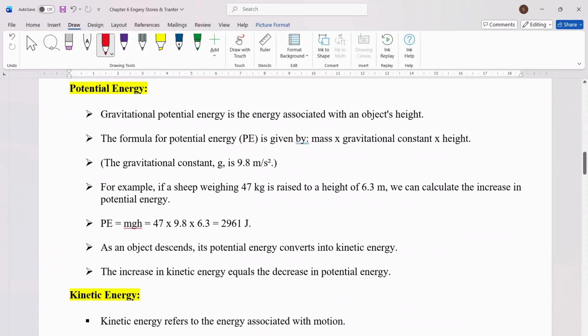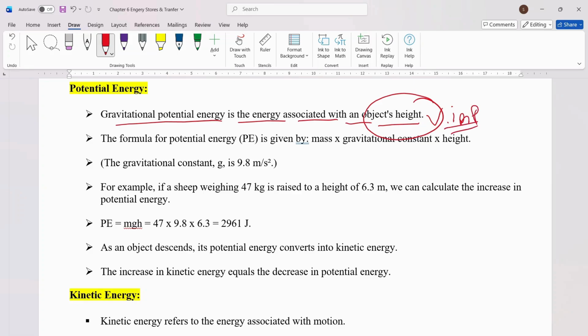What is potential energy? Gravitational potential energy is the energy associated with an object's height. Very important point. The formula for potential energy PE is given by mass times gravitational constant times height. The gravitational constant is 9.8 meter per second square.